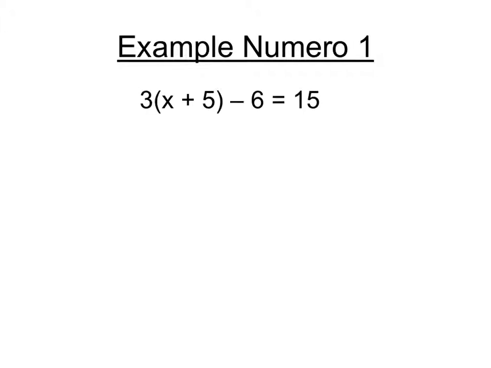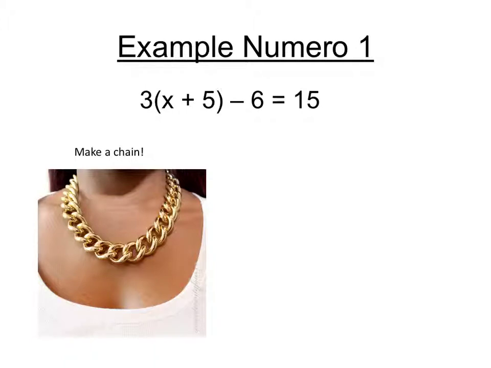So in example number one here, we've got x and it's got all this other stuff going on with it. Our goal is to isolate x to find out what the value of it is. In order to do that, we want to make a chain. To make a chain, let's first think about this.